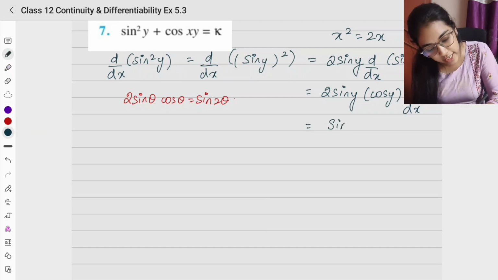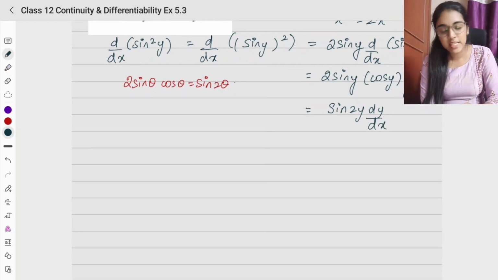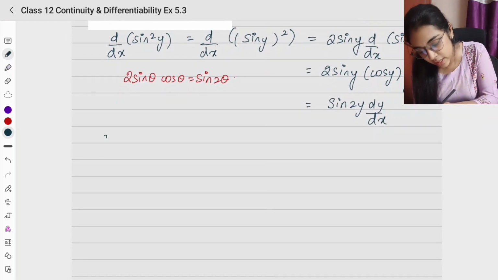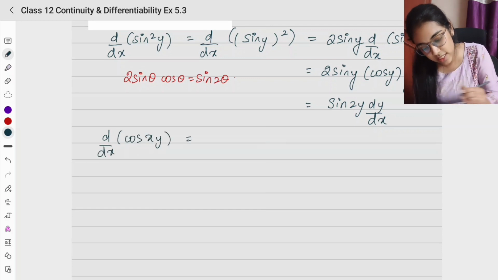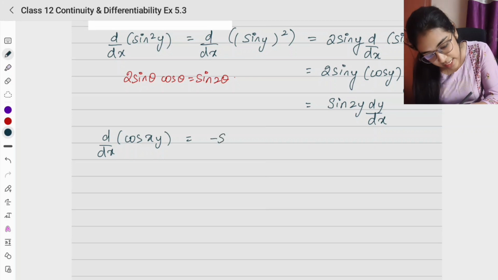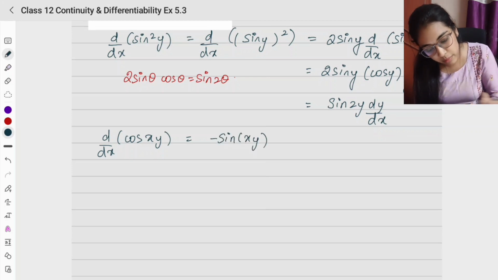So, I have sin 2y times dy divided by dx. So, this is my first term. Second term, cos xy. So, I have d by dx of cos of xy. So, this is the derivative of cos, minus sin of xy. But remember your theta is not simply theta, it is xy. So, we need to differentiate that also.